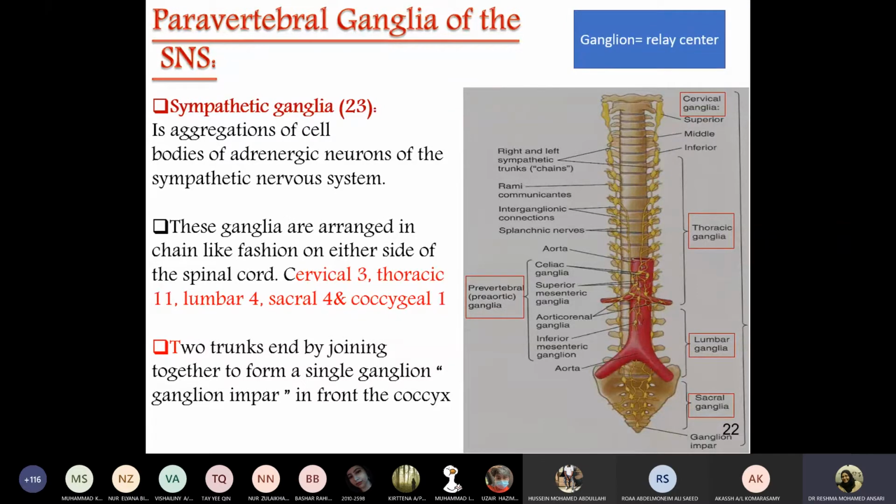If you have the collection of all these ganglia in front of the coccyx, we call it the ganglion impar. Am I clear?